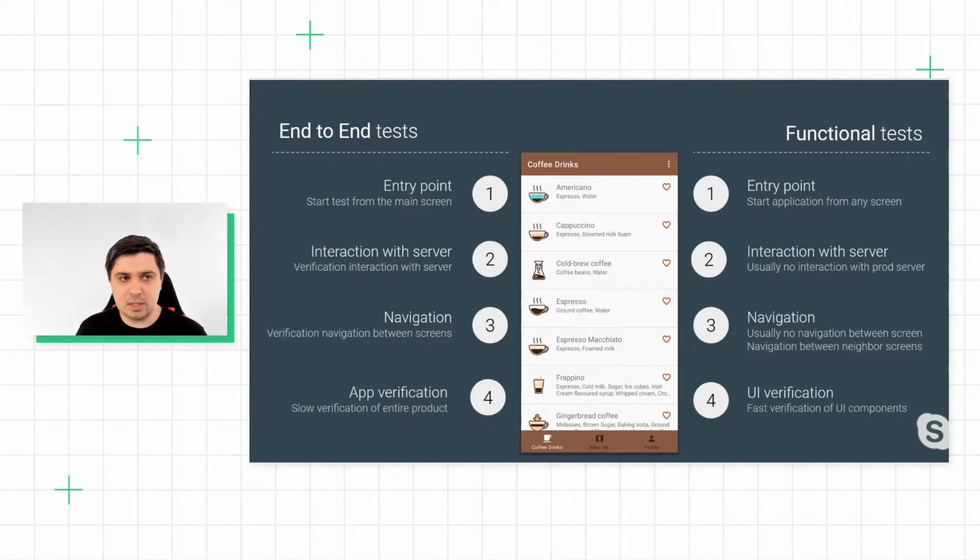And these two types of tests have different ideas in mind. First of all, end-to-end tests have application verification in mind. It's verification of the flow by fully emulating user behavior. However, functional tests verify UI interaction. We have some data and we verify that this data will be rendered correctly and properly.